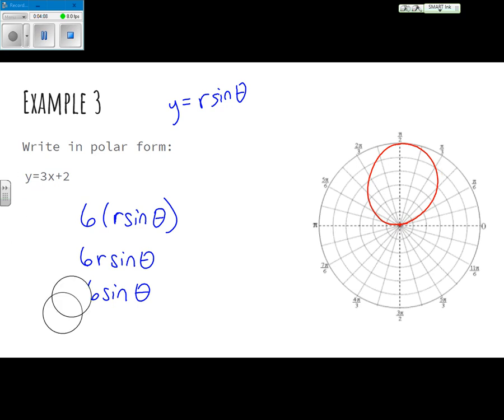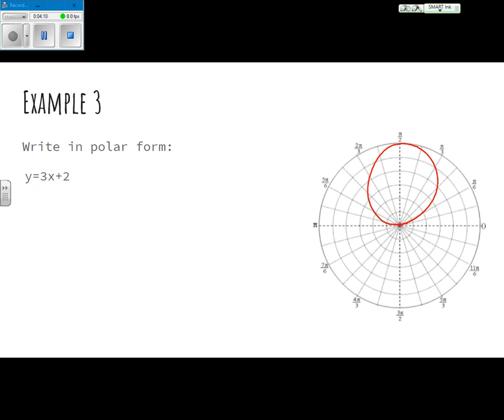Hey, what about going the other way? What if I say, well, here it is in rectangular form, take it to polar form?